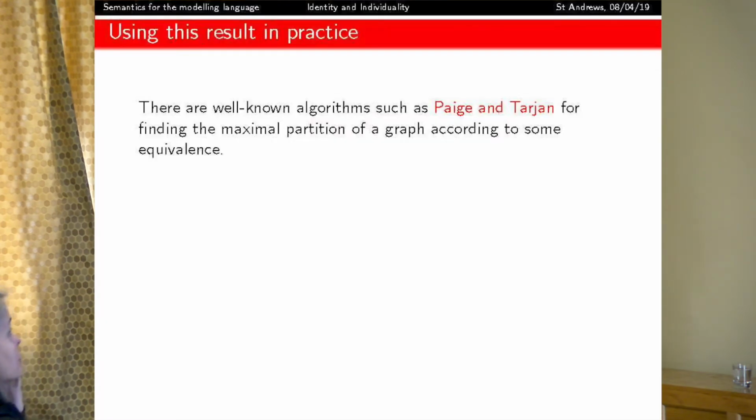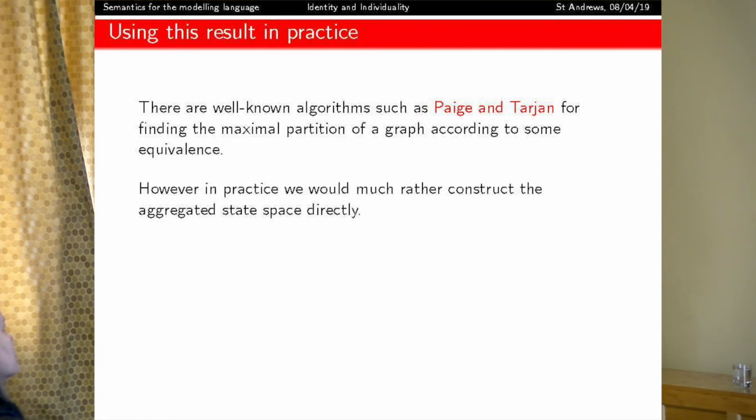And there are lots of algorithms that let us do this. If we go down to the graph level, if we want to build the label transition system, we can use an algorithm called, for example, Paige and Tarjan, which is very good at finding the maximal partition according to an equivalence relation. But in practice, we'd rather do this directly.